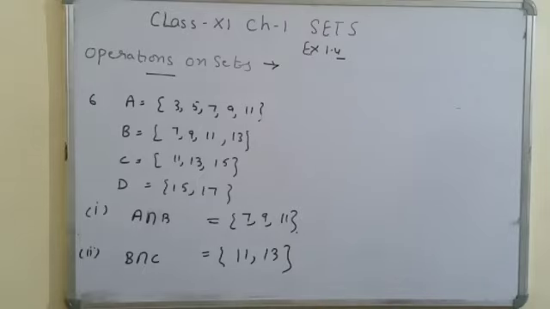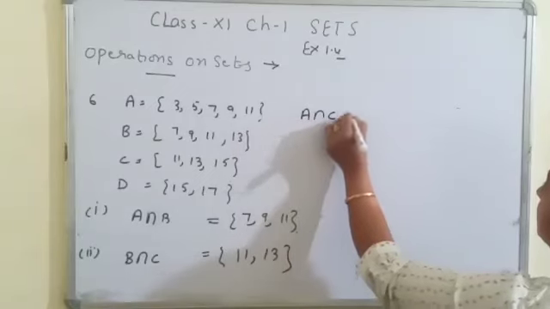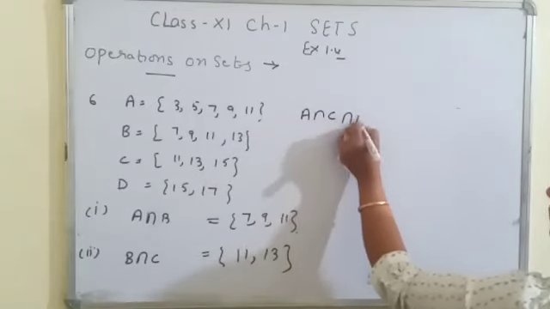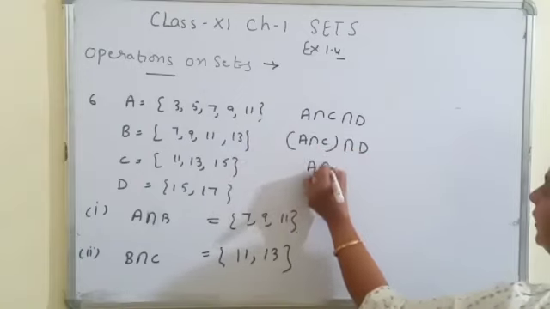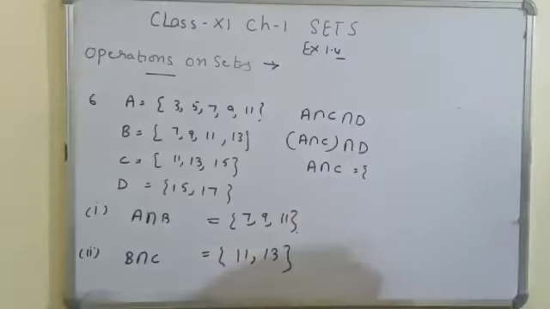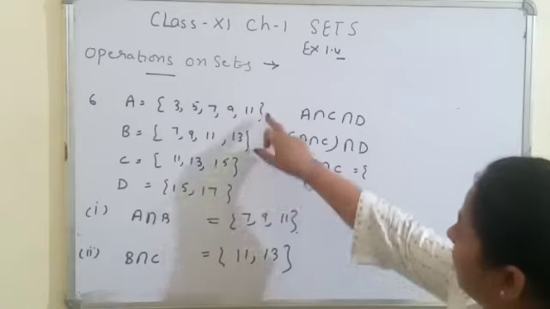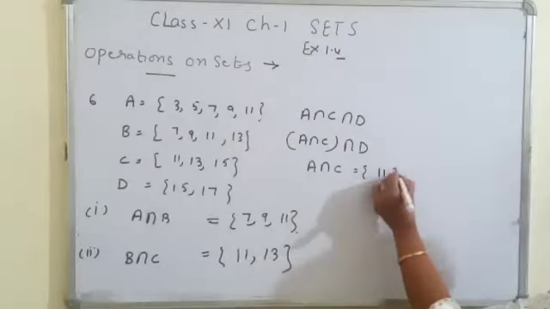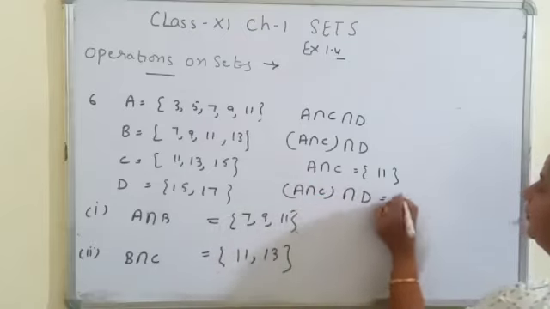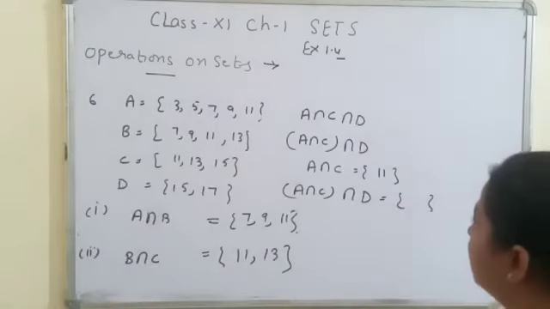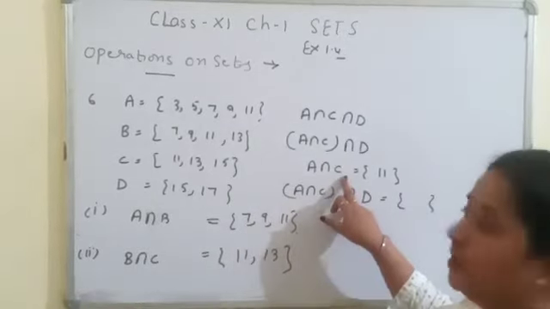Let's solve the third one: A intersection C intersection D. Let's first solve A intersection C, then D. A intersection C has only one element common to both, that is 11. Now for the next, A intersection C intersection D: in set D you can check, there is no common element present in sets A, C and D.